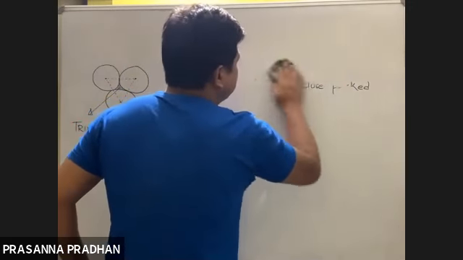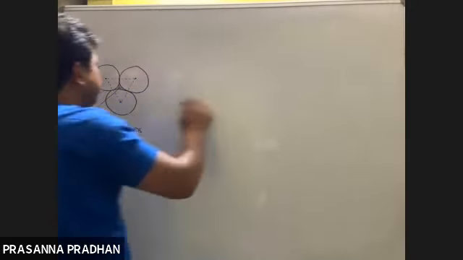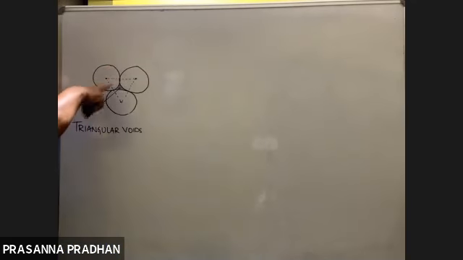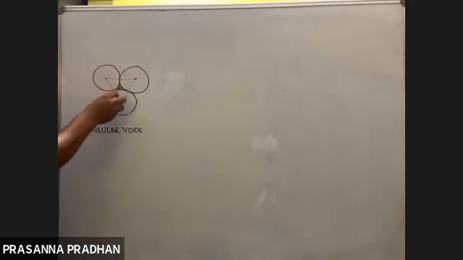So now we know what a triangular void is. Why do we call it a triangular void? Because the shape of the void is not triangular, right? But it is created between three spheres, on joining whose centers we get a triangle. That is why it is called a triangular void.